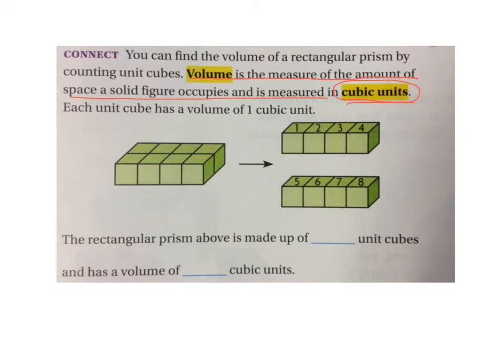Each unit cube has a volume of 1 cubic unit. So this unit cube has a volume of how much? 1. Everyone say it together. What about this one? Okay. So this rectangular prism is made up of how many unit cubes? 8 unit cubes, and it has a volume of 8 cubic units, because if this one is 1 cubic unit, and this is 2 cubic units, 3 cubic units, 4, 5, 6, 7, and of course finally a total of 8. What's the units?